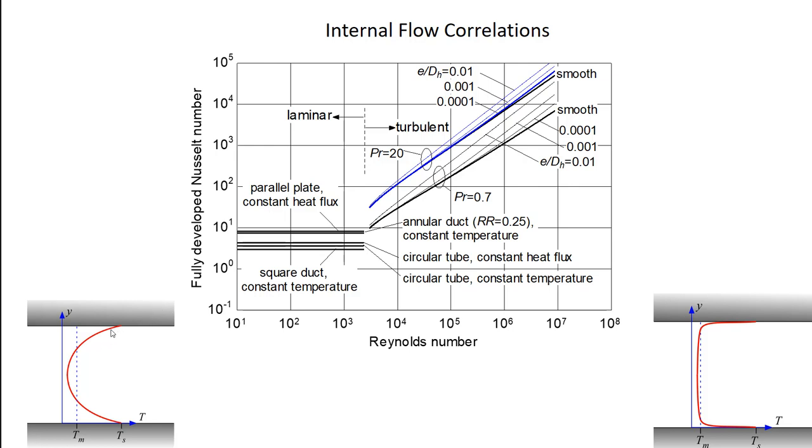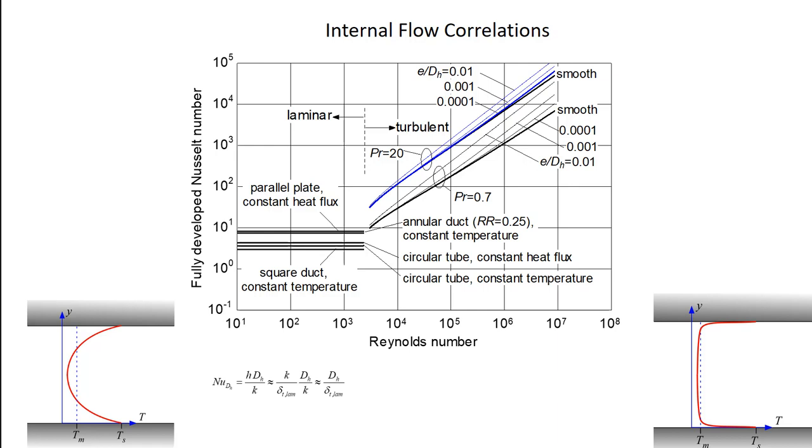Roughness doesn't matter for the same reason it didn't matter when we were looking at the friction factor, right? It's hard to have roughness elements that are big enough to really disrupt this temperature gradient. Prandtl number and Reynolds number don't matter, at least once you become fully developed, right? And the reason for that is because you have to remember that the heat transfer coefficient is basically dictated by how far I've got to conduct energy.